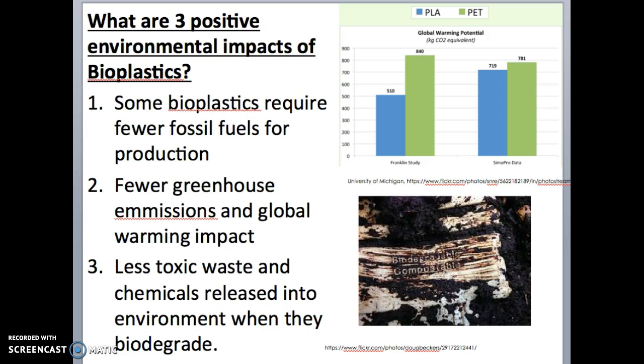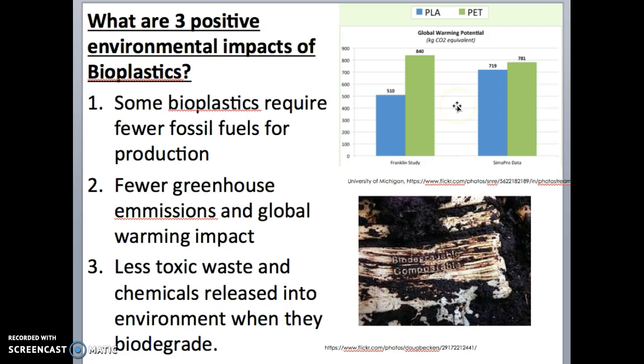So now let's talk about environmental impacts of bioplastics. So some three positive environmental impacts. One, some bioplastic require fewer fossil fuels for production, and that in turn decreases the greenhouse gas emissions and our impact on global warming because there's fewer fossil fuels being used.